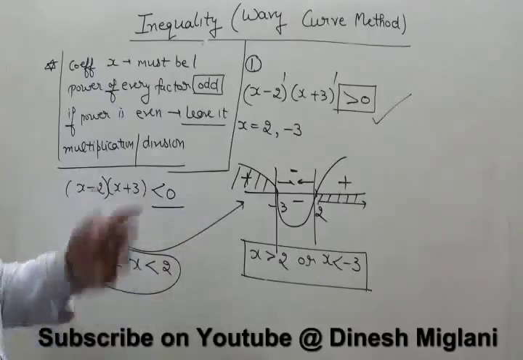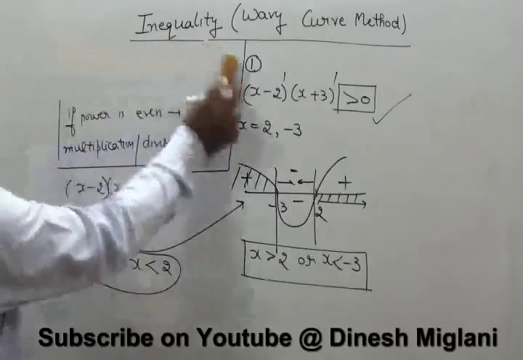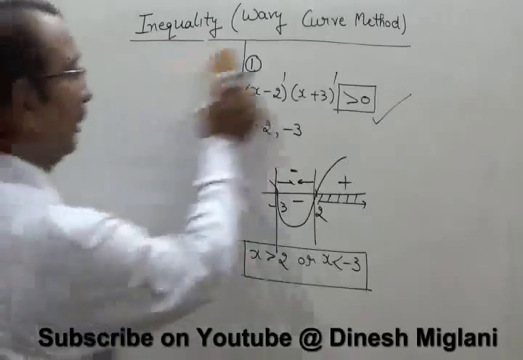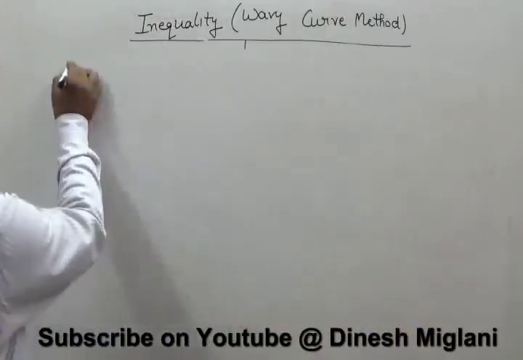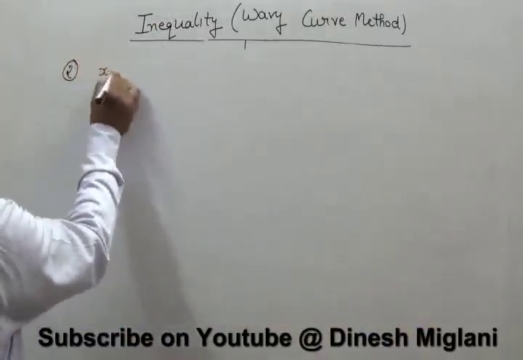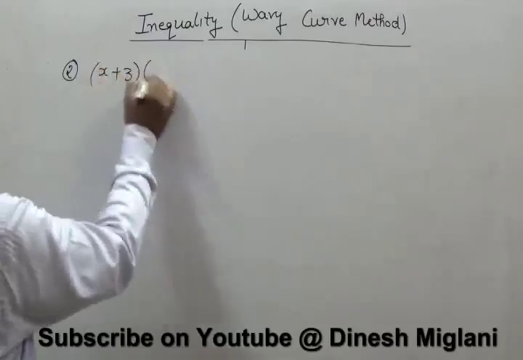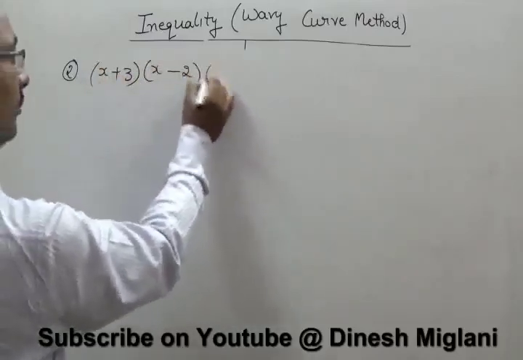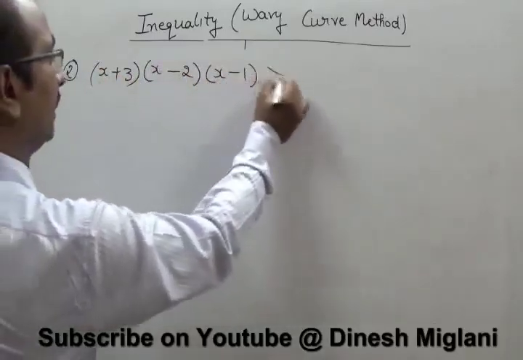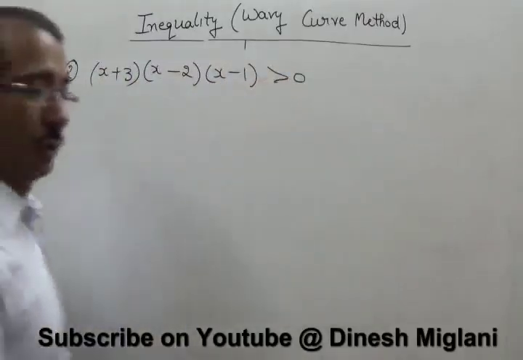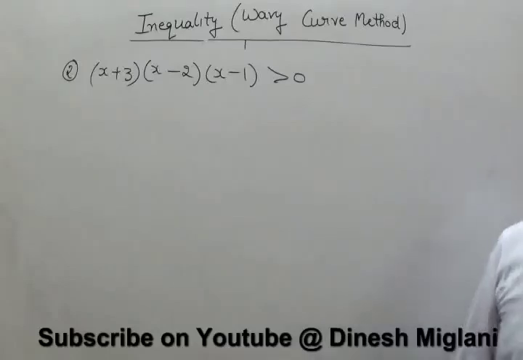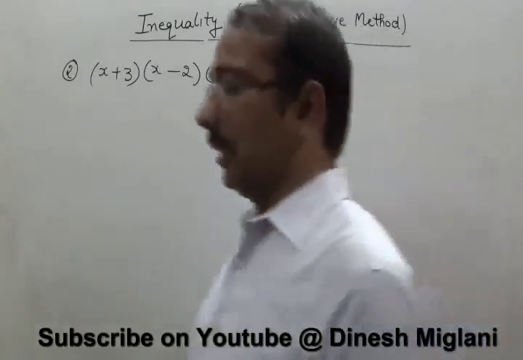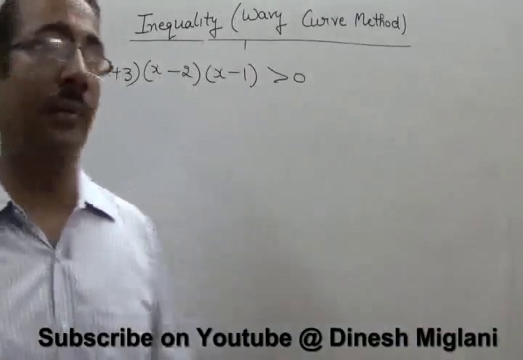Now I am going to state some more questions so that the idea will be clearer to you. Check out the second statement. It is given that (x plus 3) into (x minus 2) into (x minus 1) is greater than 0. You have to solve the inequality, or we have to find out the different intervals of x.